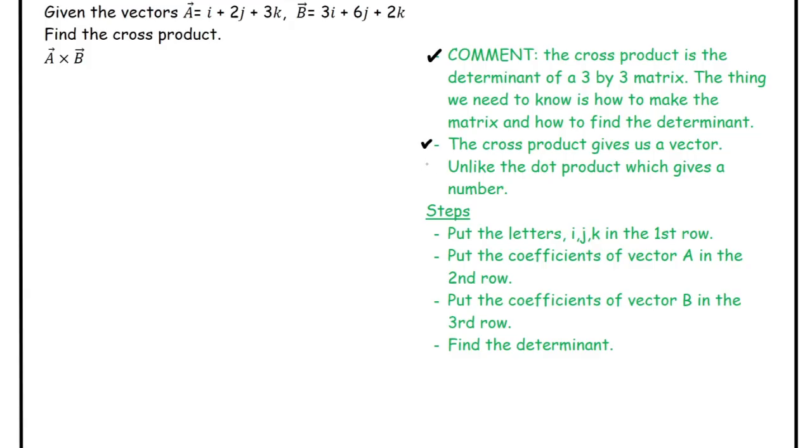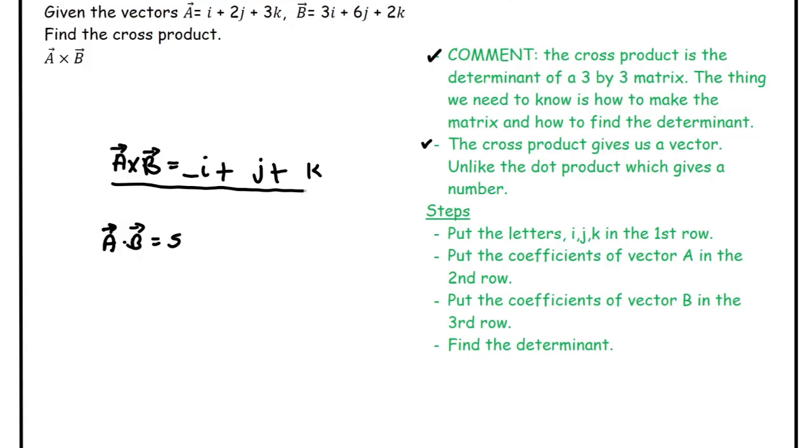Comment 2. The cross product gives us a vector, unlike the dot product, which gives us a number. So after we get the cross product, it will be another vector. The cross product A times B will give us another vector in the form a coefficient times I plus a coefficient times J plus a coefficient times K. Unlike the dot product, which was giving us a number, e.g. 5, here we'll get another vector in the form of an equation. With that in mind, let's get into it.